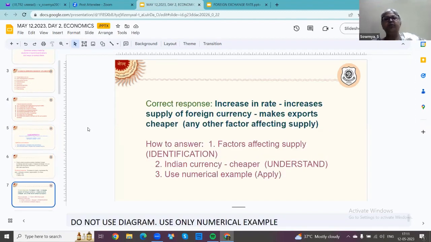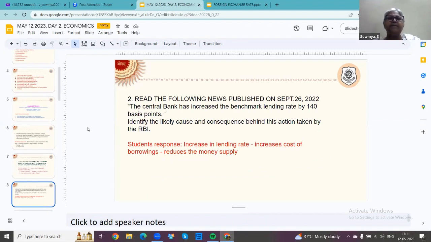Then there is one more. Okay, so this question has a news article: the Central Bank has increased the benchmark lending rate by 140 basis points. This was there in all the 3 sets, I guess. Identify the likely cause and consequence behind this action taken by the RBI. And for this, children had written: increase in lending rate increases the cost of borrowings, and it reduces the money supply. Is that correct?